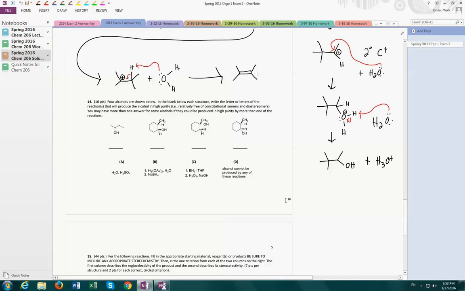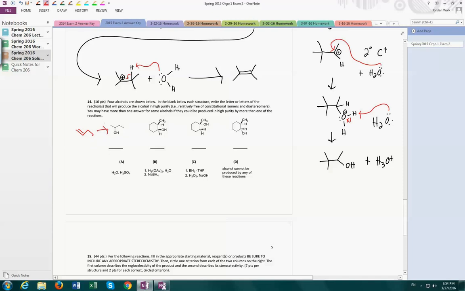Okay, so 4 alcohols are shown below. This one's a little trickier because it doesn't give you starting material. Again, I didn't write this exam. So what do you think for the first one? We're not giving a starting material, but you could probably come up with a starting material that could lead you to it, right? So we know it's the addition of water, and so we can do the Markovnikov addition of water to, say, this alkene, and that would lead us to that product.